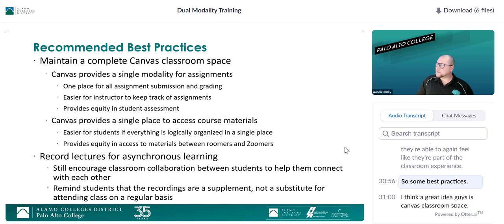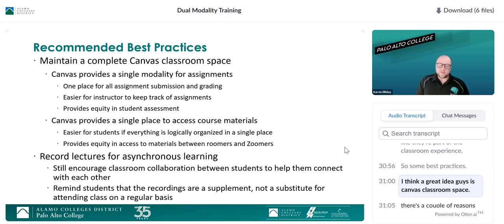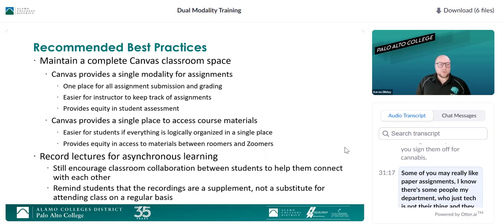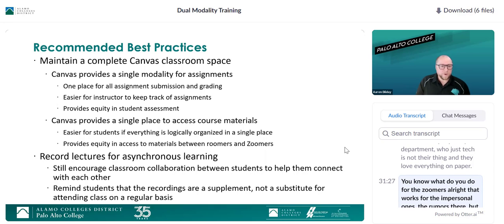So, some best practices. I think a great idea, guys, is the Canvas classroom space. There's a couple of reasons for that. One, let's look at assignments. It's a great way to have a single modality for all assignments in your class if you assign them all through Canvas. Some of you may really like paper assignments. I know there's some people in my department who just, tech is not their thing and they love everything on paper. You know, well, what do you do for the Zoomers, right?